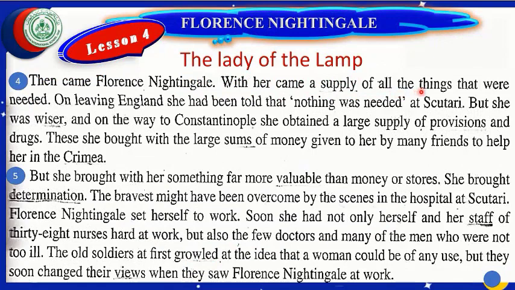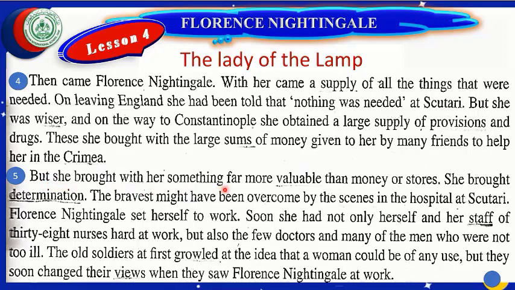Then came Florence Nightingale. With her came a supply of all the things that were needed. On leaving England, she had been told that nothing was needed at Scutari. This is a proper noun. If you could not pronounce it correctly, no problem. You try to pronounce it like Scutari. But she was wiser, and on the way to Constantinople, she obtained a large supply of provisions and drugs. These she bought with the large sum of money given to her by many friends to help her in the Crimea.